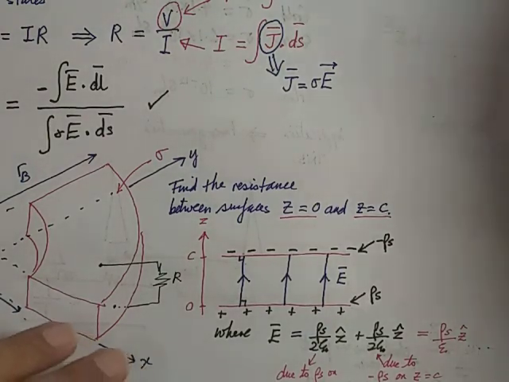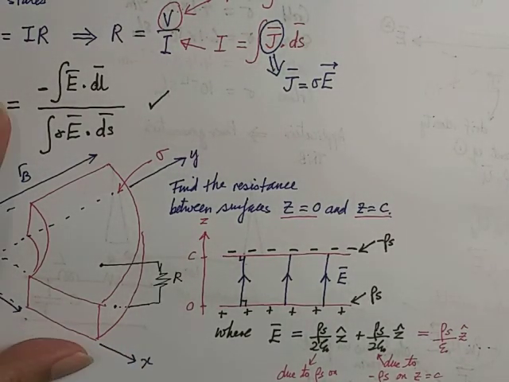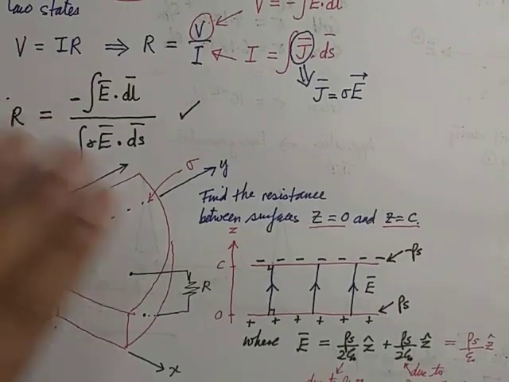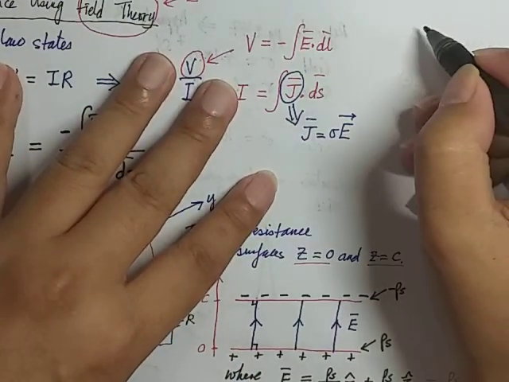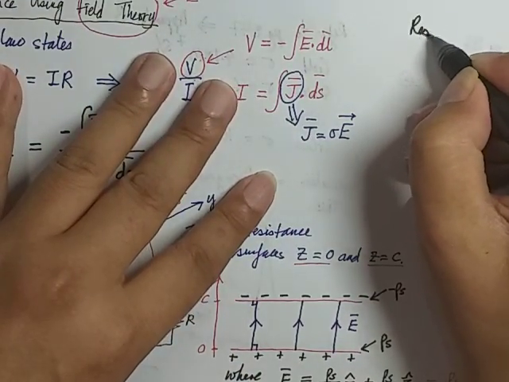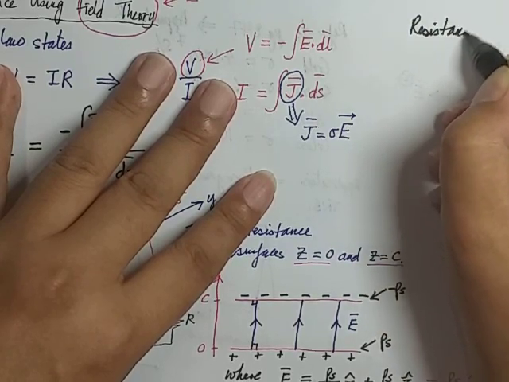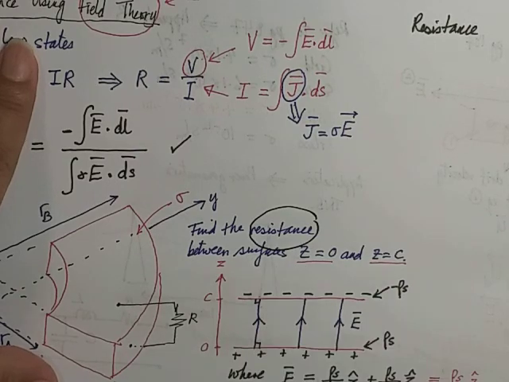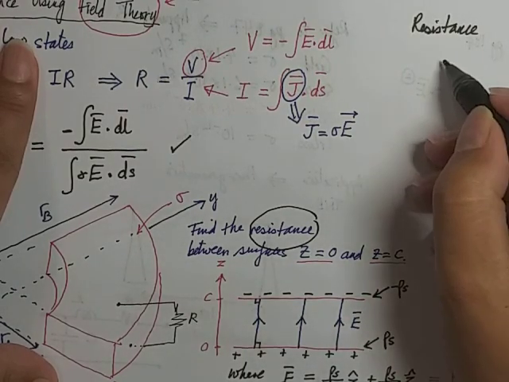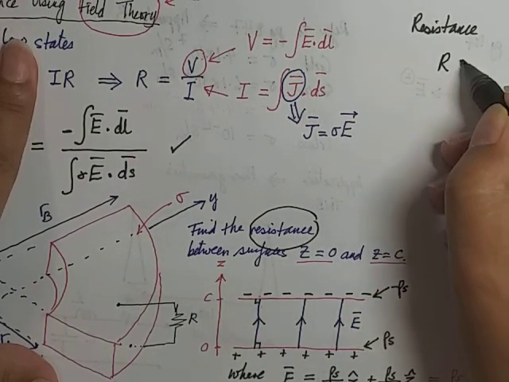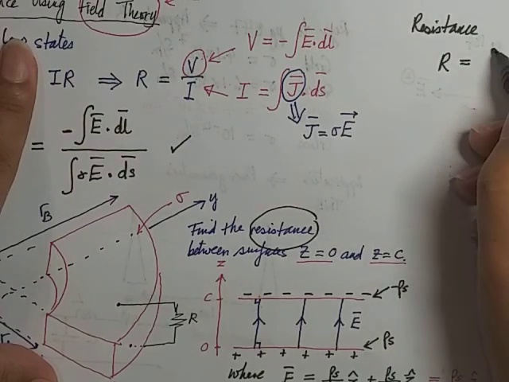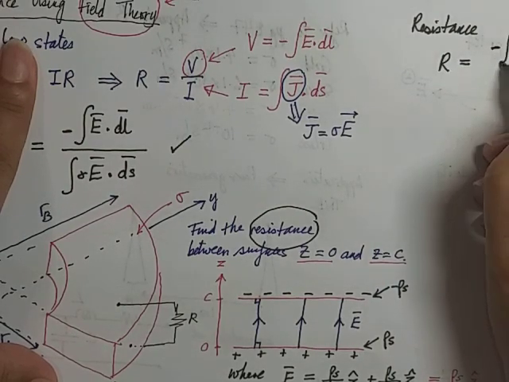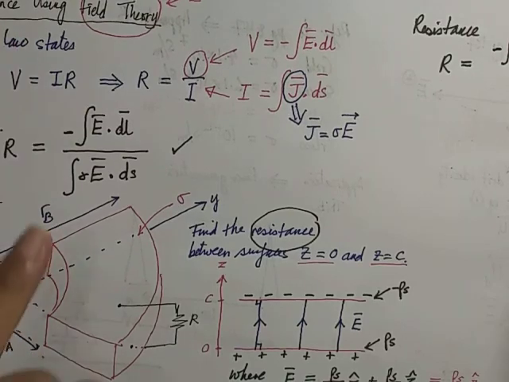So now I'm going to go to the next level: resistance. Get the resistance. Okay, I'm going to find the resistance now. This is the thing I'm going to do. So the resistance R should be equal to minus, first, the integral of E dot dl.